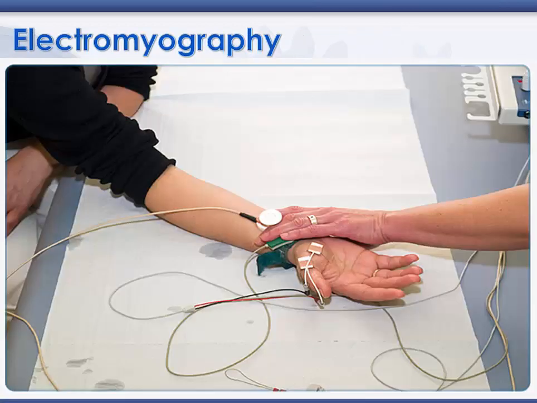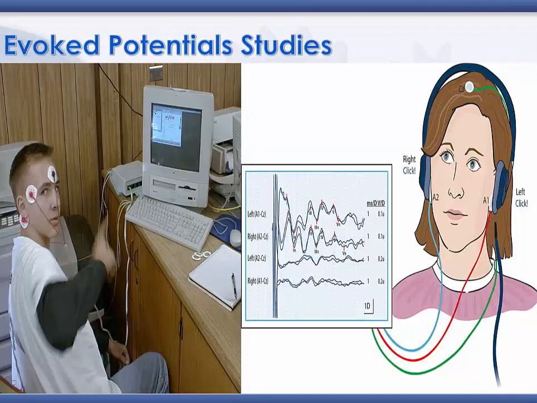Electromyography is a test that checks the health of a muscle and the nerves that control the muscles. Evoked potential studies measure electrical activity in the brain in response to stimulation of sight, sound, or touch. Stimuli delivered to the brain through each of these senses evoke minute electrical signals. These signals travel along the nerves and through the spinal cord to specific regions of the brain and are picked up by electrodes, amplified, and interpreted.